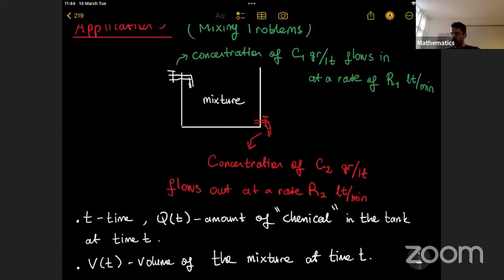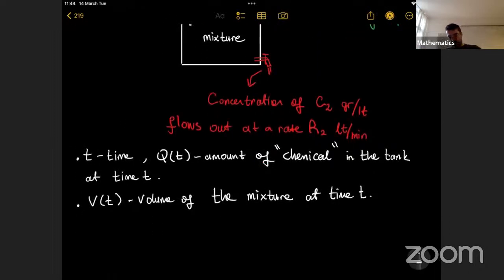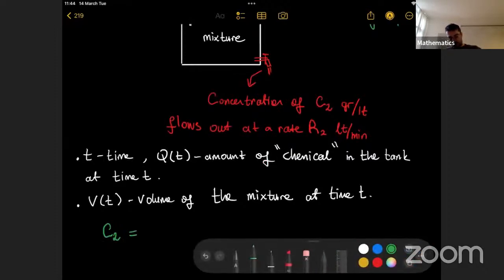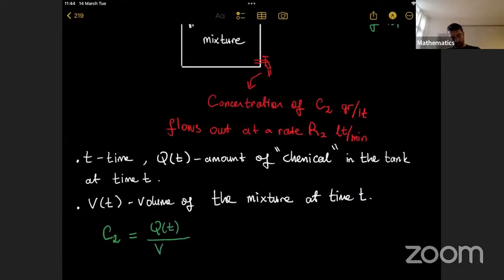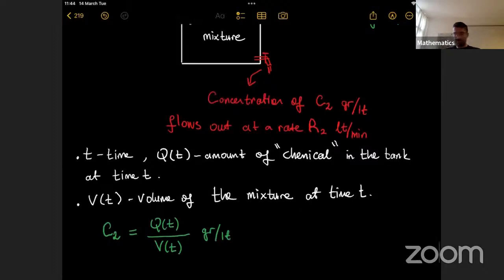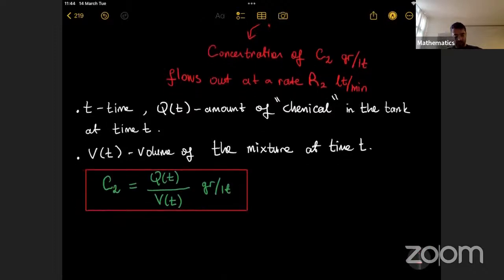Well, what is, for instance, here C2? C2 is the concentration of the mixture that flows out, right? So you can write this equation for C2. C2 is basically, let's say at time T, you have that much Q2 amount of chemical, and the volume is VT, right? So this is basically the gram per liter, okay? So you can use this formula to write C2. This is one formula we will use. But the main formula is here.